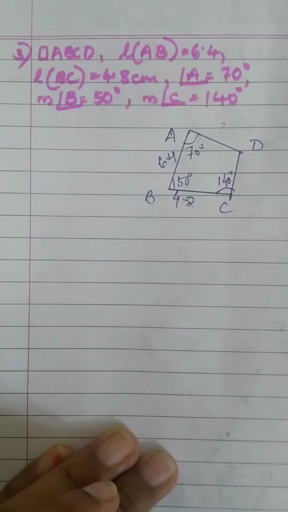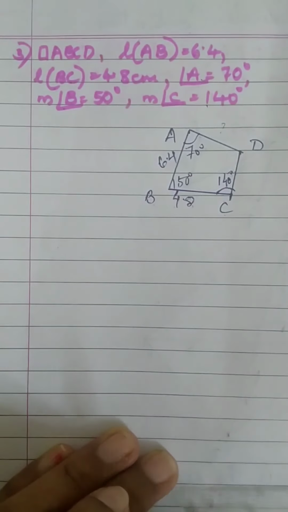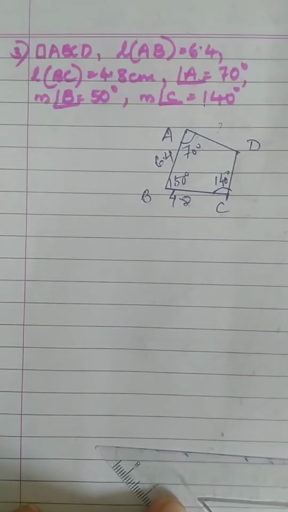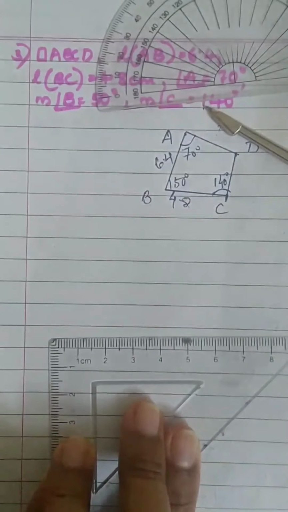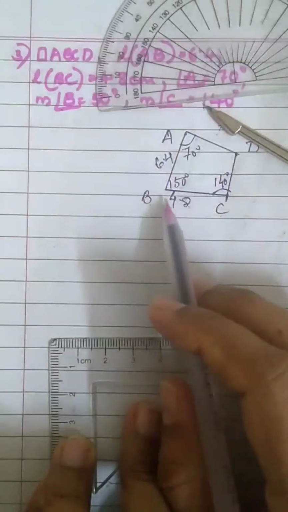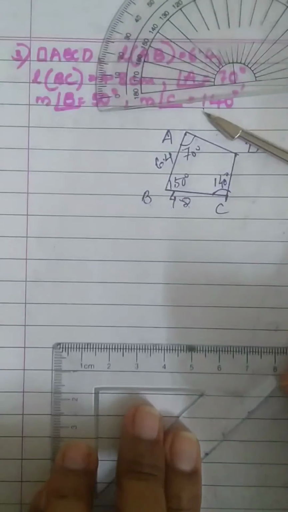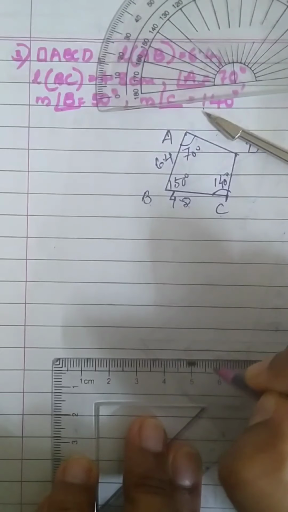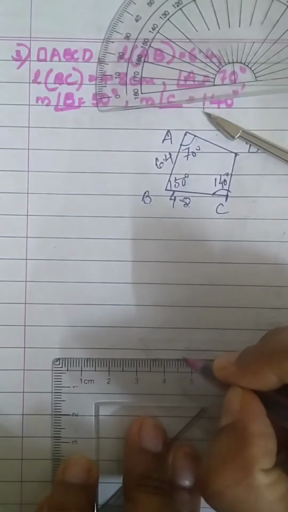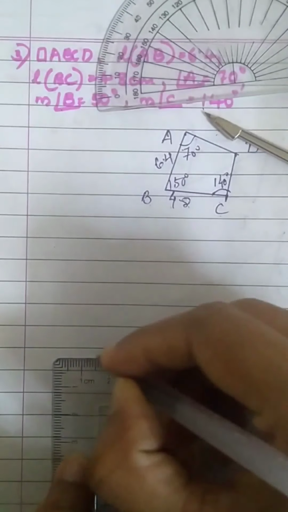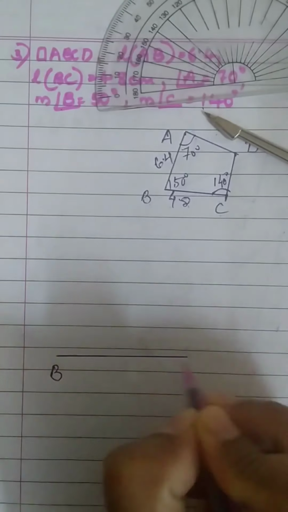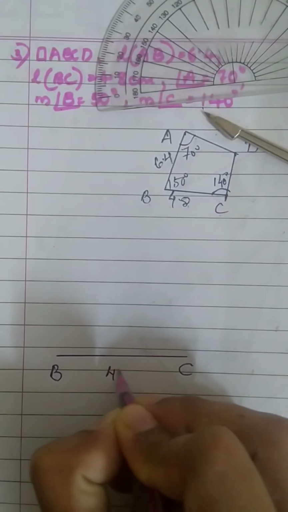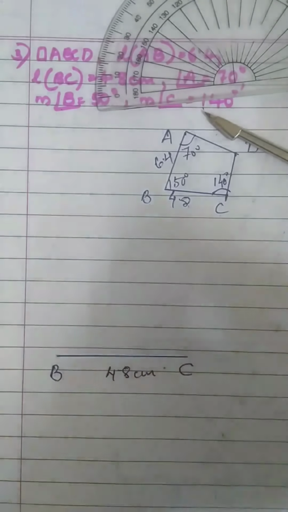Keep your compass, protractor, scale, pencil ready. Pause the video and come back. So let's draw the base. Base BC 4.8. Leave some space up here. With scale, carefully draw BC and write 4.8 centimeter.